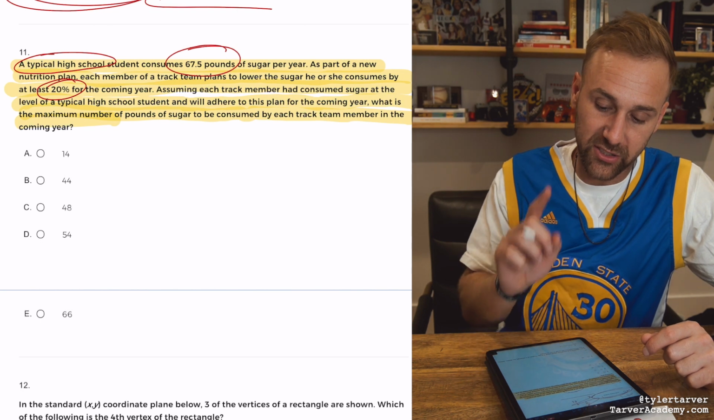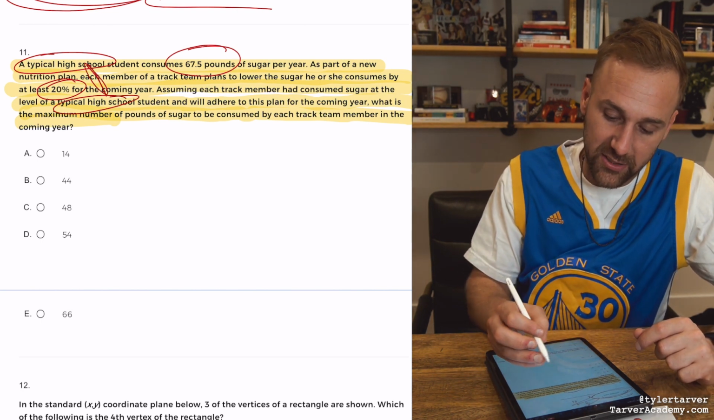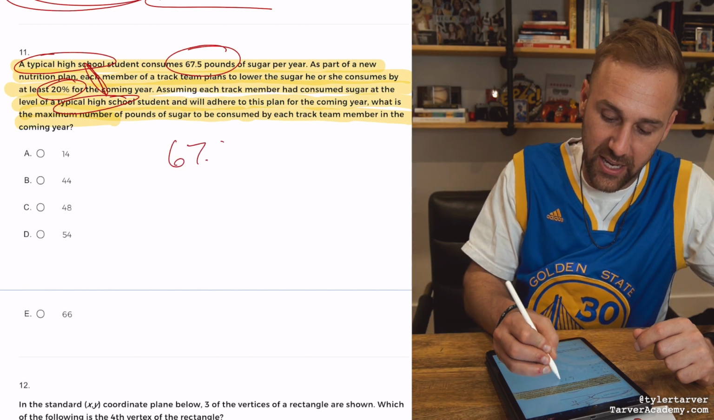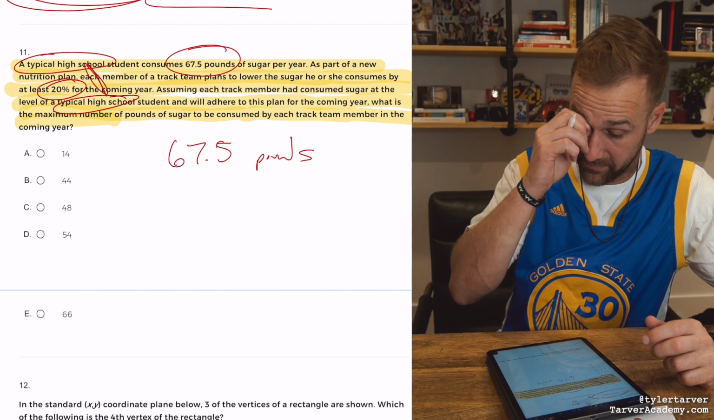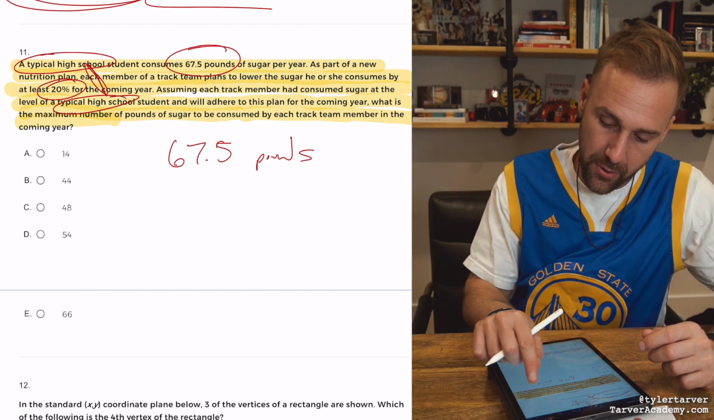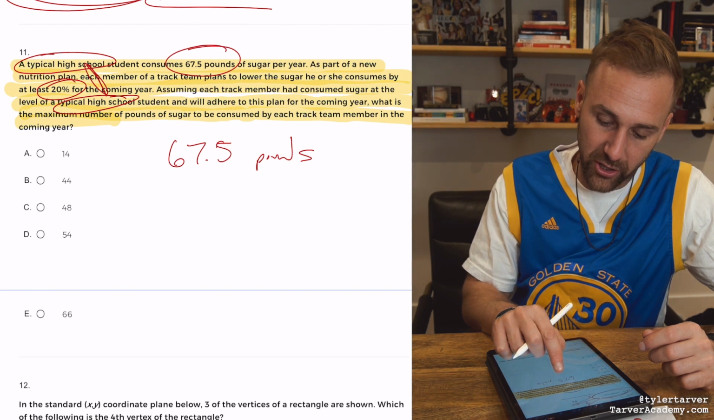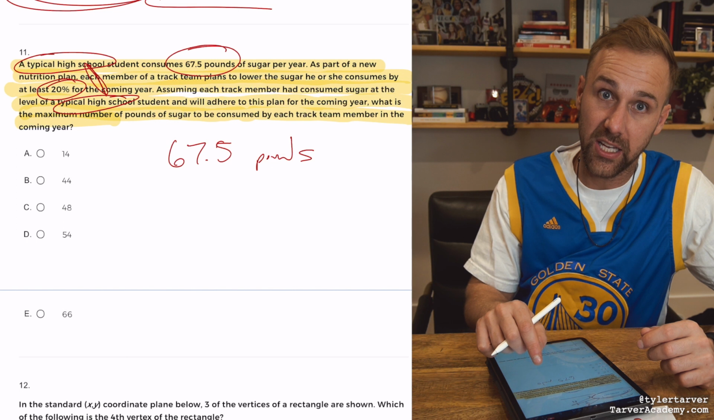Assuming each track member has consumed sugar at the level of a typical high school student. So cool, these are the same. So we're going to assume all the people on the track team have consumed this many pounds of sugar. Still gross. Okay? Now, what is the maximum number of pounds of sugar to be consumed by each team member in the coming year?